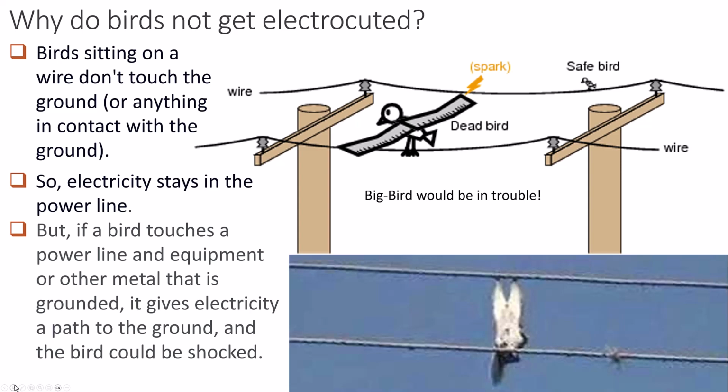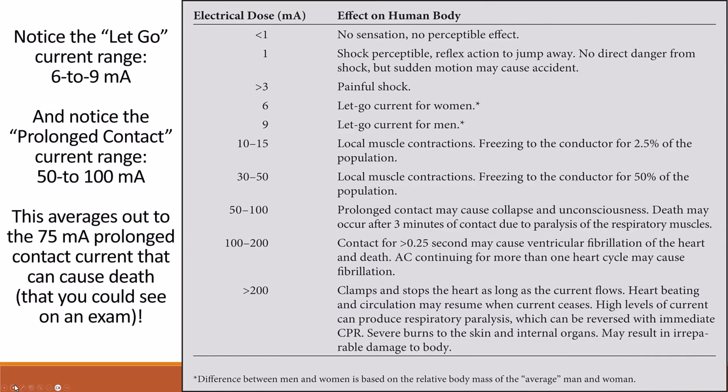But anyway, the let-go current of people generally is around 6 to 9 milliamps. You see this on the table, 1, 2, 3 or 4 lines down. You see the let-go current for women, let-go current for men. Well, what do they mean by that? It's just that women tend to be better hydrated than men. But really and truly, you could say the let-go threshold, where you're going to notice it and want to let go, is somewhere in that range, depending on how hydrated you are.